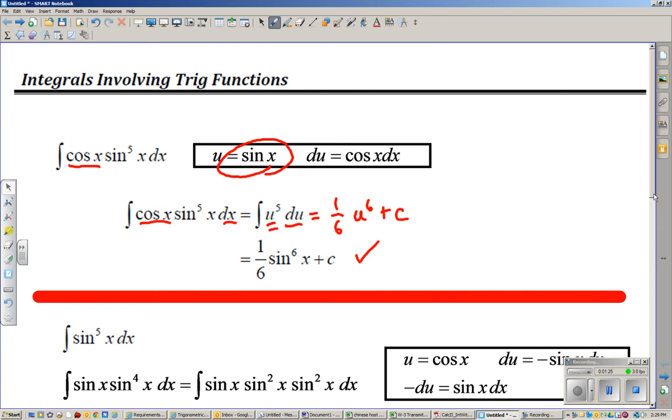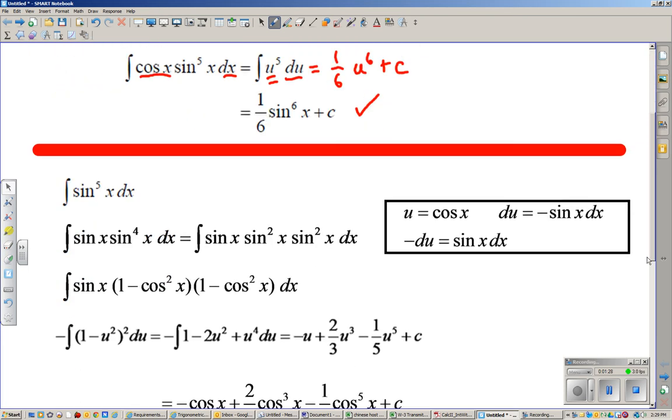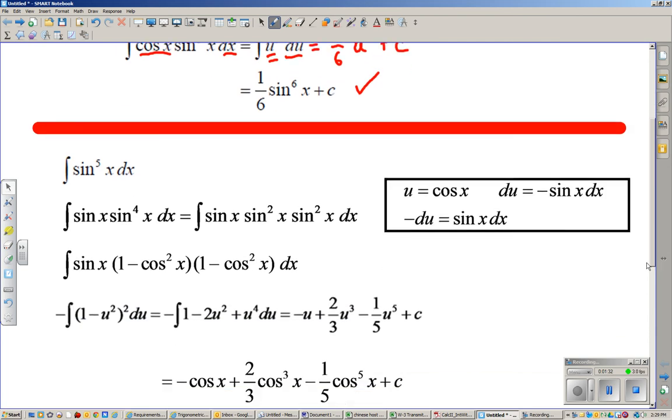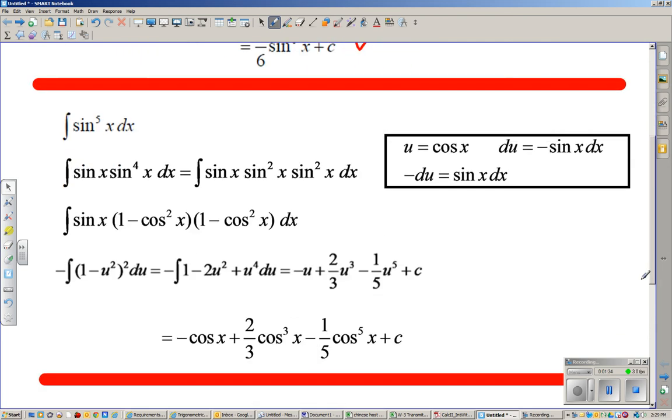And then we back substitute to get the answer. Let's try it again. This time, notice that we don't have sine and cosine. We've got sine to the fifth. Notice what I can do with this. Because it's an odd power, I can peel a sine off as what I call a loner. Now we've got sine to the fourth.